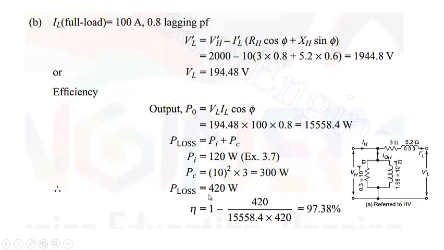So total loss will be 420. So efficiency will be equal to 1 minus 420 divided by this. Actually this should have been the output divided by output plus 420, that is input, and it will be equal to 97.38. We can use that also, that is output 155.84 divided by 155.84 plus 420. It will all be the same.